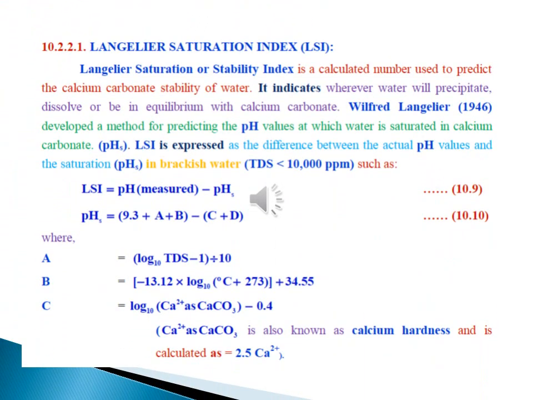There are several indices used to describe the behavior of calcium carbonate stability and corrosivity in water, as follows. The Langelier saturation index is a calculated number used to predict the calcium carbonate stability of water, as shown in the enclosed equation.